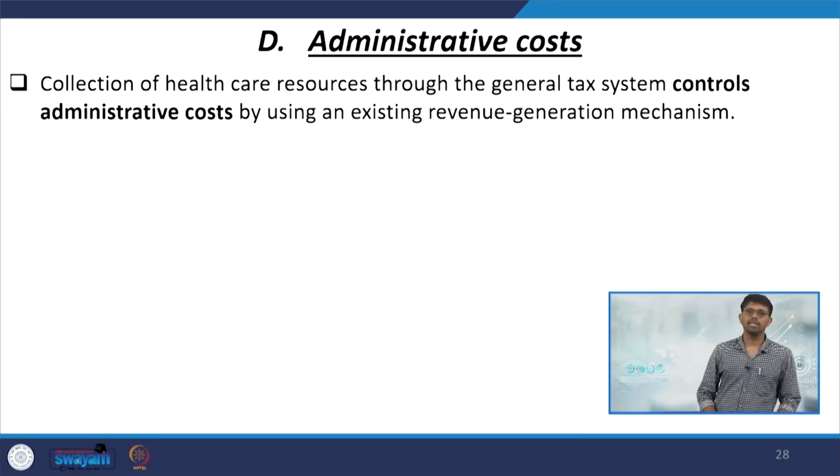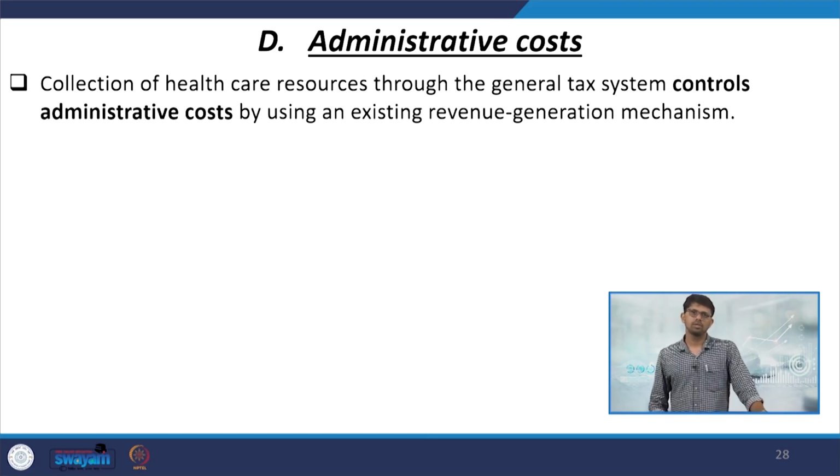Now, another criterion for measuring or assessing these schemes is administrative cost. Which involves more controls or administrative cost: the tax based or the social insurance based model?